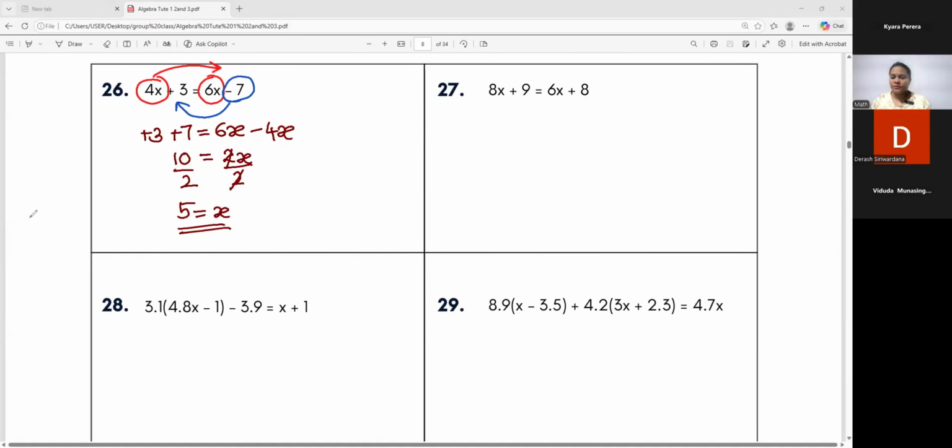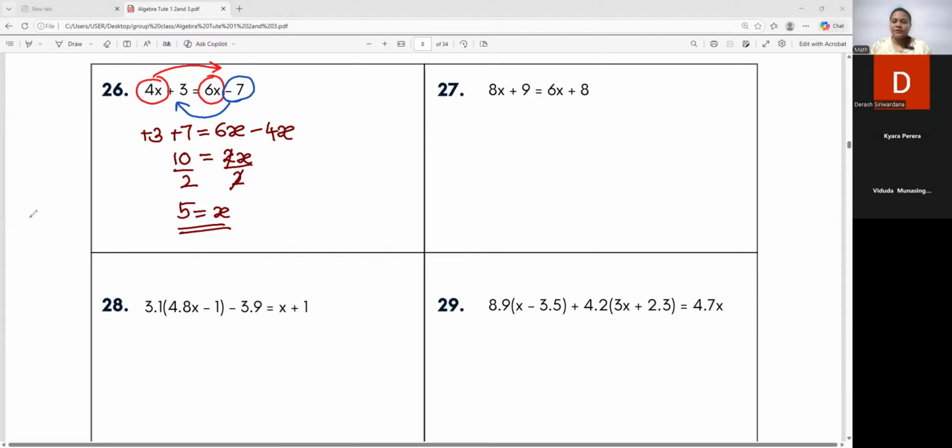Yes, miss. Good. Then we'll go to next one. 8x and 6x. More number of x terms are there in left hand side. So we'll move 6x to left hand side. 8x minus 6x equal plus 8. Move this 9 to right hand side. Then plus 9 become minus 9. 8 minus 6, 2x. 8 minus 9, different signs, subtract them. 9 minus 8 is 1, sign of the bigger number.